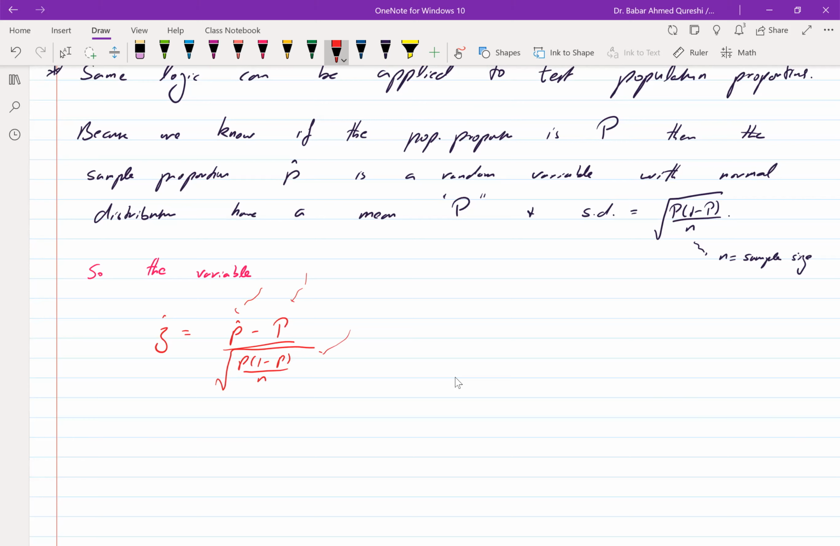So this variable has a standard normal distribution. Using this fact, you can devise tests to test a claim about the population's proportion.